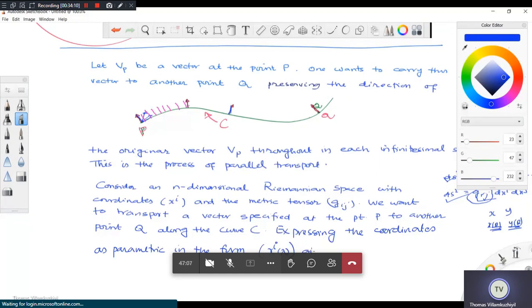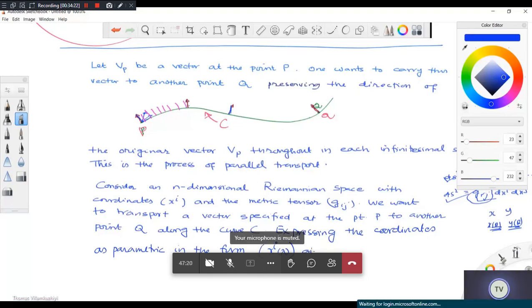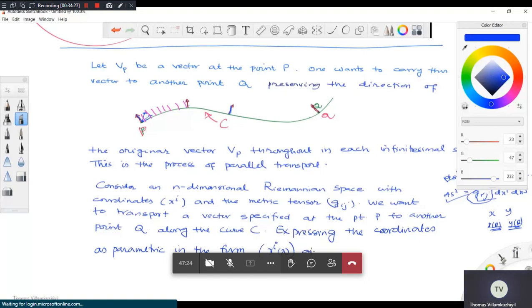Vectors. Coordinate basis vectors, Ei, like i, j, k. Then we write, how do you express the vector?